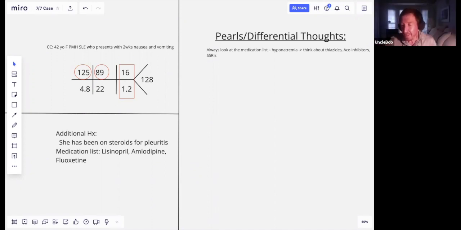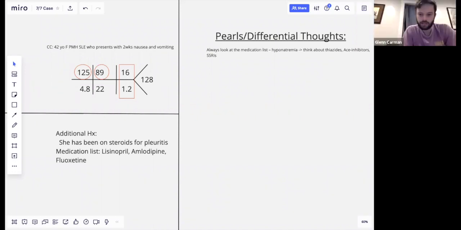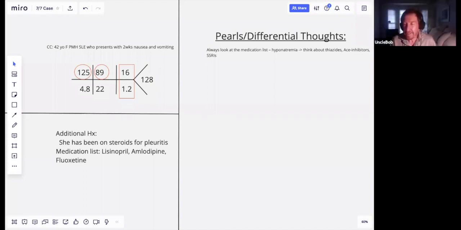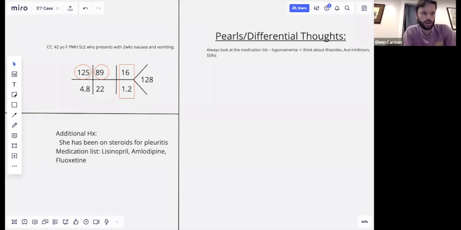So we send off the labs, but in the meantime, we're going to examine the patient. So let's try to focus our physical exam. What are we trying to decide with our physical exam? Volume status. How good are we at determining volume status? We're not good.